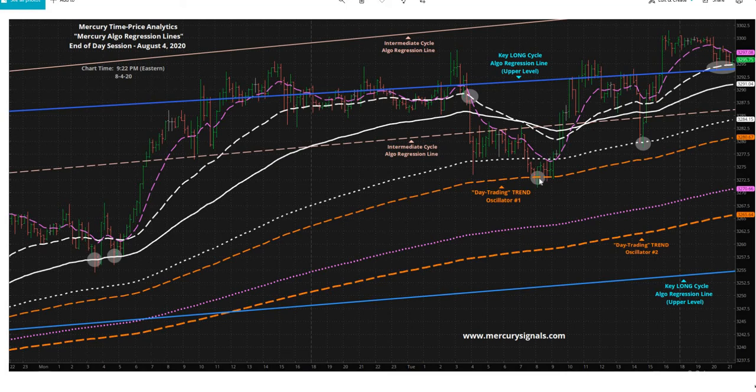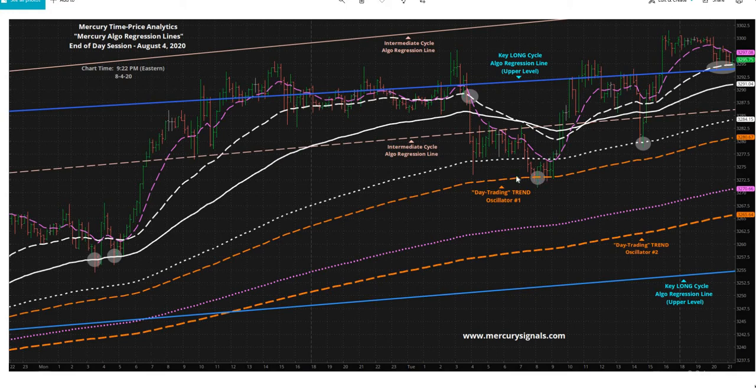Now, I don't want to spend a lot of time on this chart. This is just a very fast set of oscillators. This is yesterday. The point I wanted to make is that yesterday you come down. These orange ones are key trend levels.